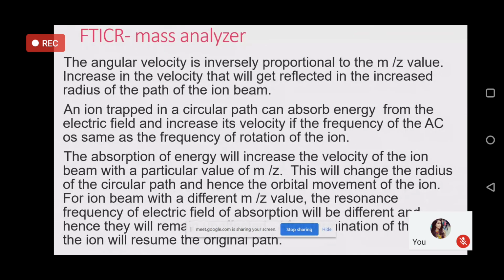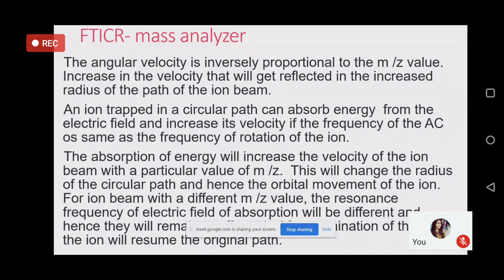Increase in the velocity will get reflected in the increased radius of the path of the ion beam. That's what happens. When the ion gets charged in the electric field, its velocity increases, it's energized, and that increased velocity is reflected in increased semicircular path of its motion inside the beam. An ion trapped in a circular path can absorb energy. This is what is called the cyclotron resonance phenomenon.